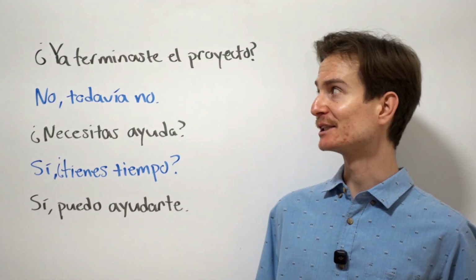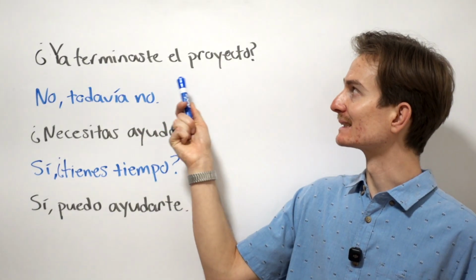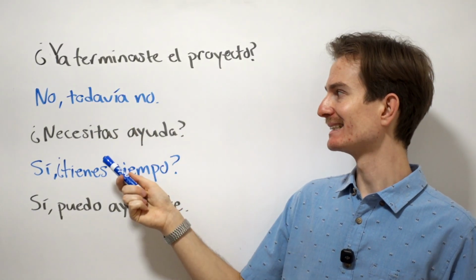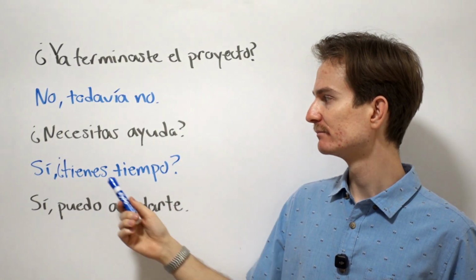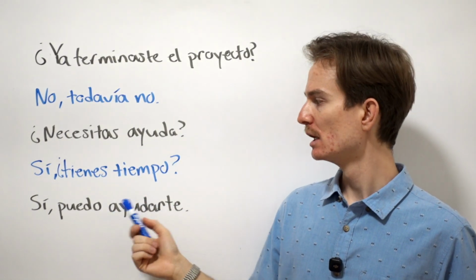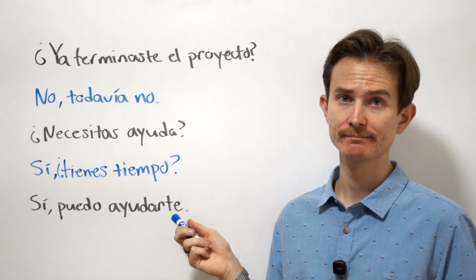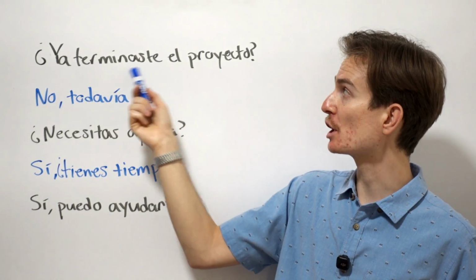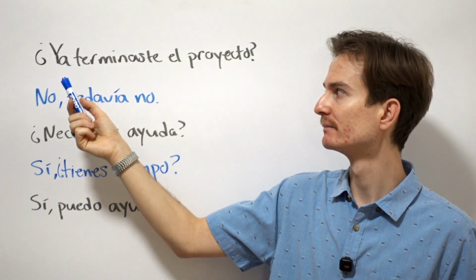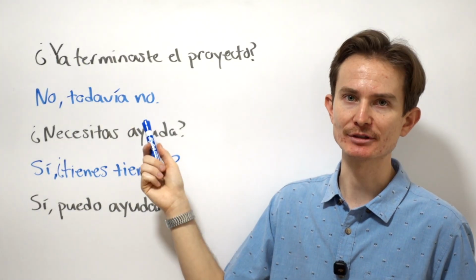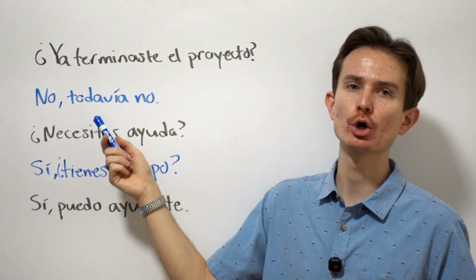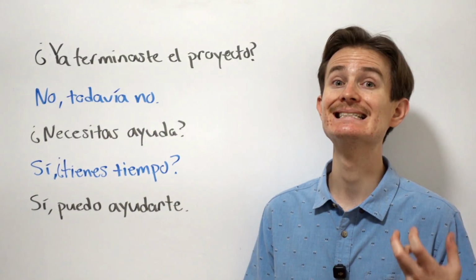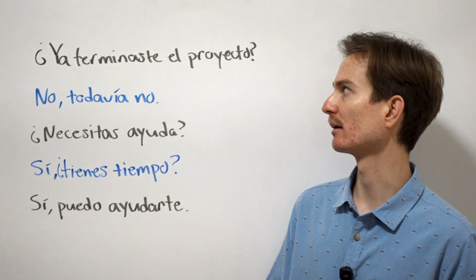All right, now let's imagine we're at work. ¿Ya terminaste el proyecto? No, todavía no. ¿Necesitas ayuda? Sí. ¿Tienes tiempo? Sí. ¿Puedo ayudarte? Okay. So, ¿ya terminaste el proyecto? Did you finish the project already? No, I still haven't. Okay. You don't need to say, no, yo todavía no. You can just say, no, todavía no. Todavía meaning still. It can also mean yet, depending on the context.